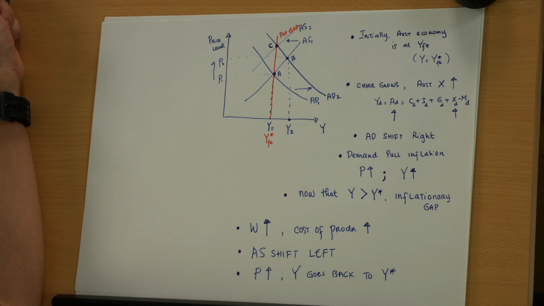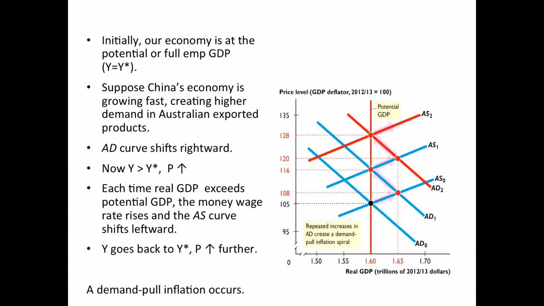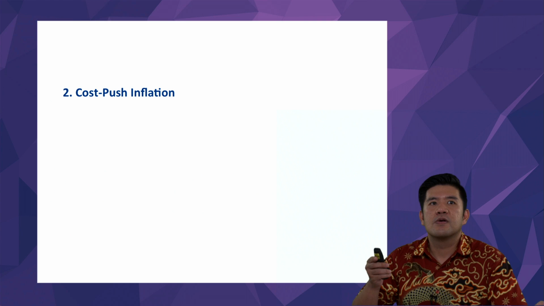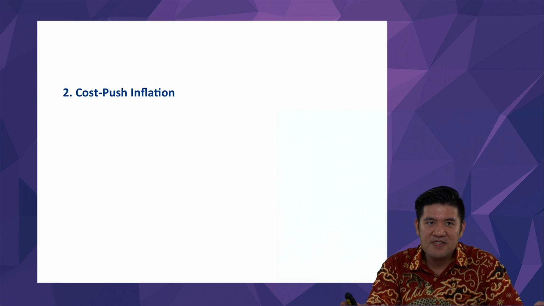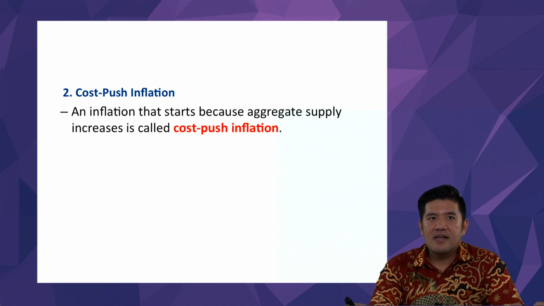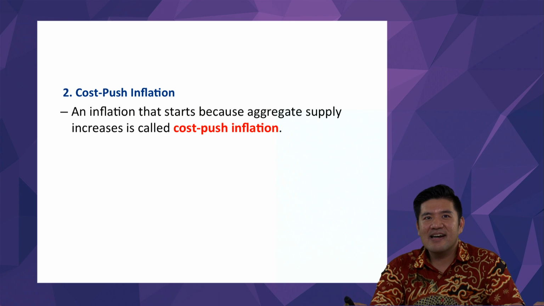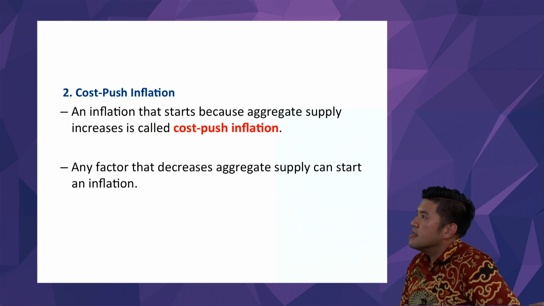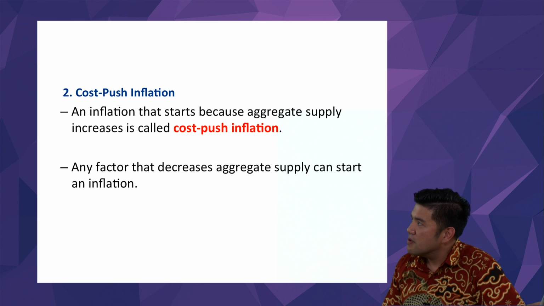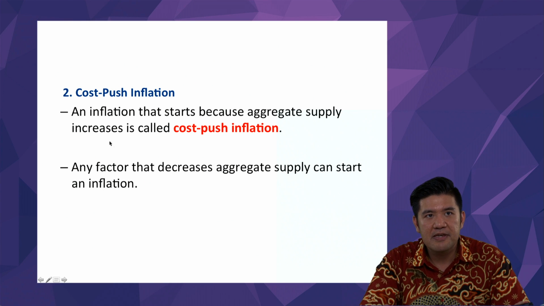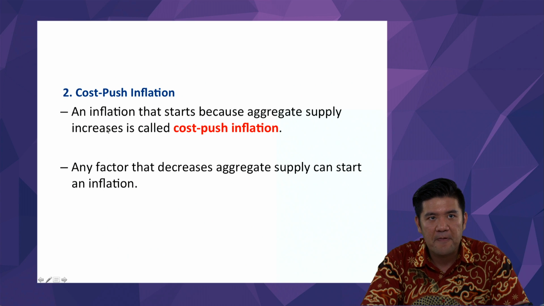Okay, let's go back to the PowerPoint presentation. We are almost there. That was demand pull inflation. Now I'm going to discuss cost push inflation. An inflation that starts because aggregate supply increases is called cost push inflation. My apology, guys, there's a mistake here. Can you change that to decreases?